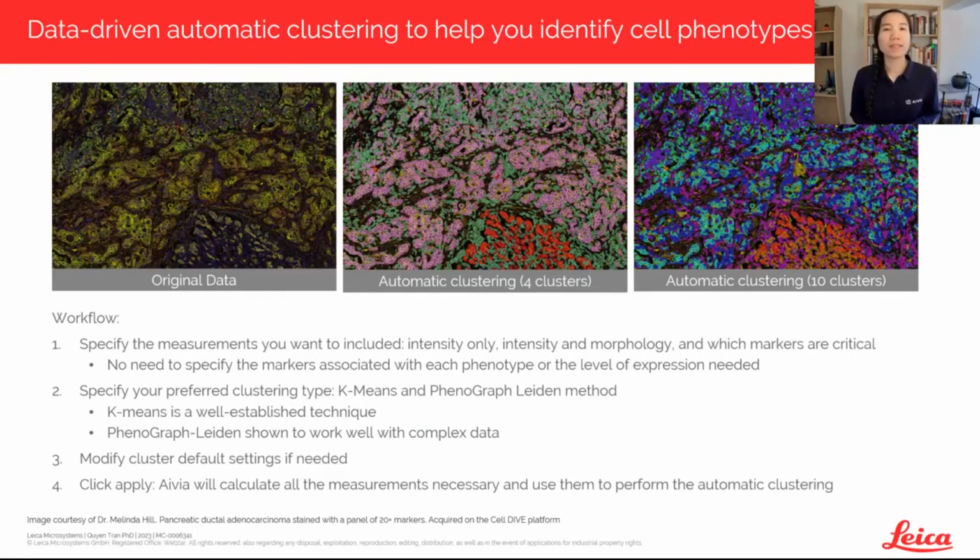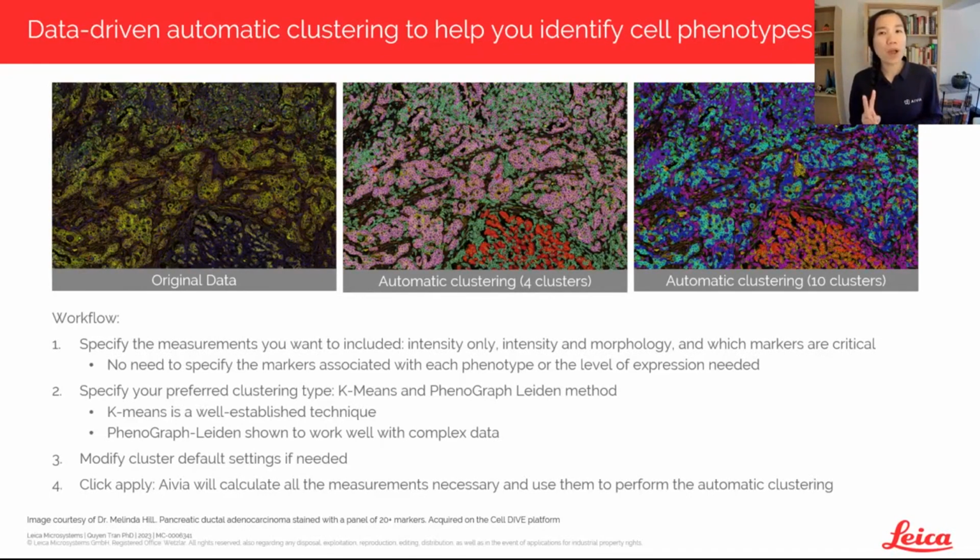The second tool is Aivia's new automatic clustering tool, which is going to allow you to identify cell phenotypes in a much more data-driven manner. In this workflow, you just specify the measurements you wish to include in the phenotyper. This can be marker intensity-based or morphological measurements. You do not need here to specify the combination of markers associated with each phenotype or the level of expression for each of these markers for each of the phenotypes, just which measurements you want to use.